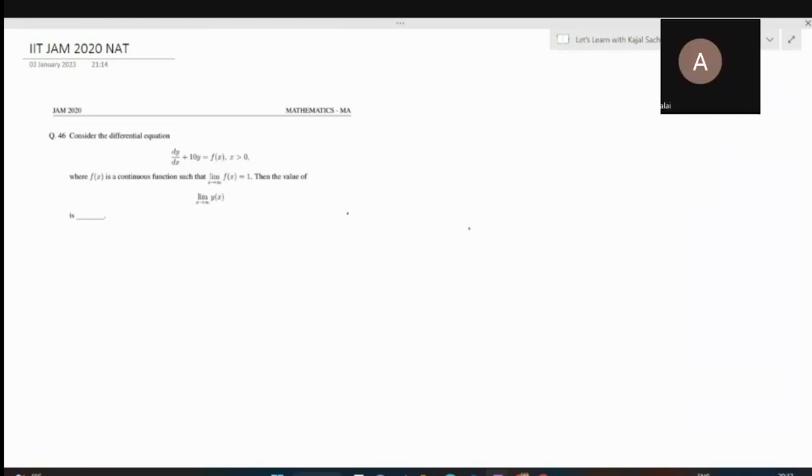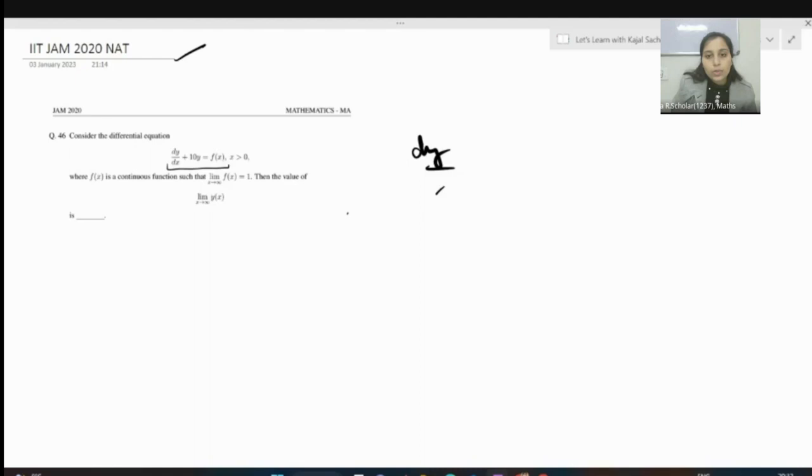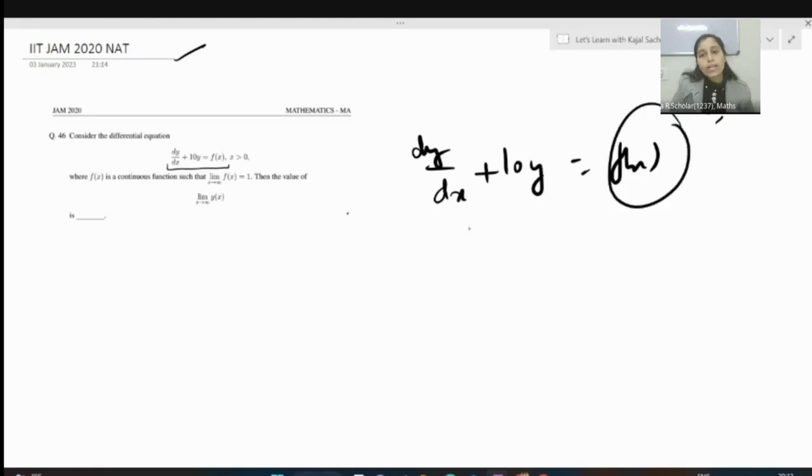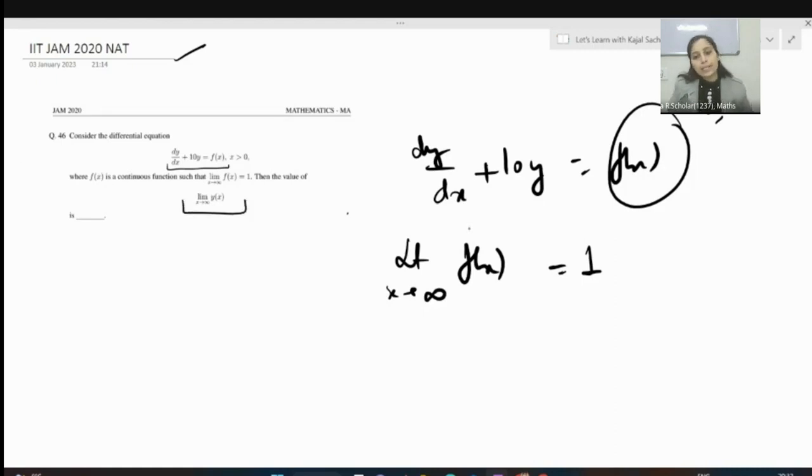Taking another question, which is from the IIT JAM 2020 question paper. This is also of numerical answer type. In this question, quite different from the previous one, the given equation is linear in y. But here we have some condition on f(x). f(x) is not exactly given, but the condition is: limit x tends to infinity, f(x) is equal to 1. And we are to find limit x tends to infinity y(x).